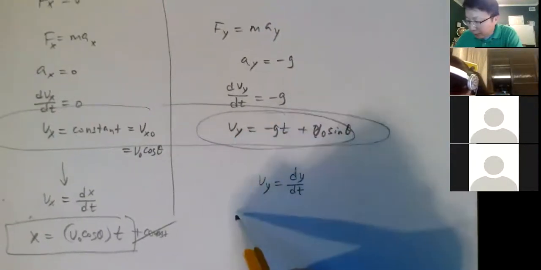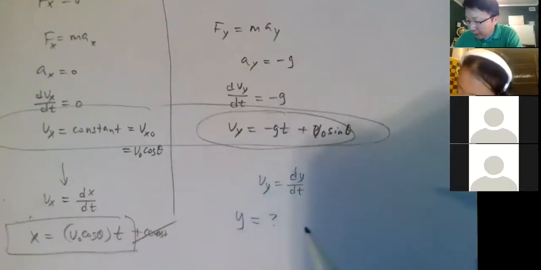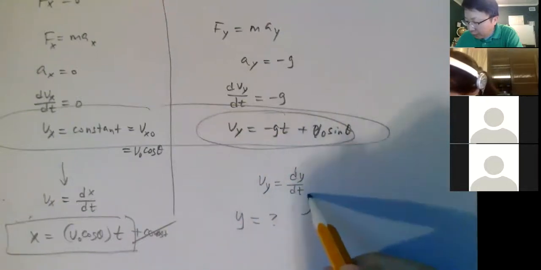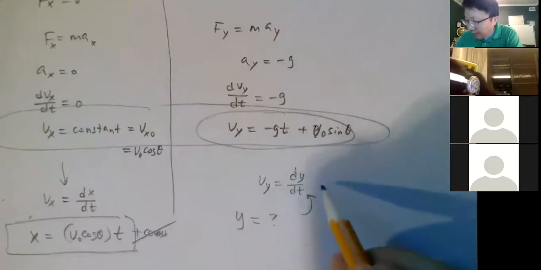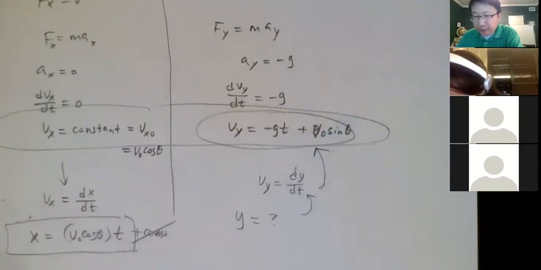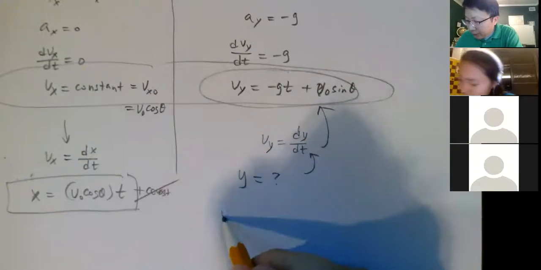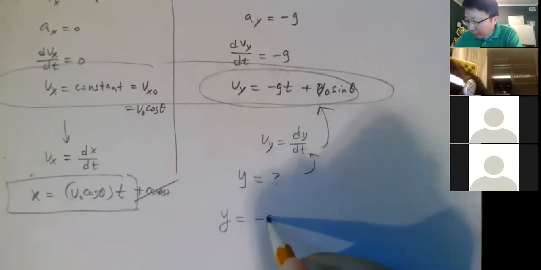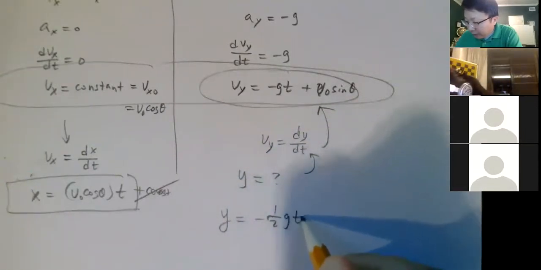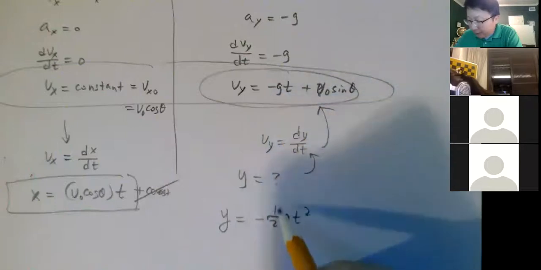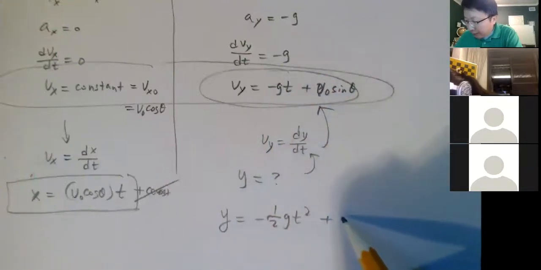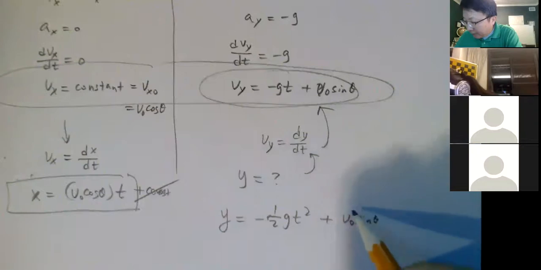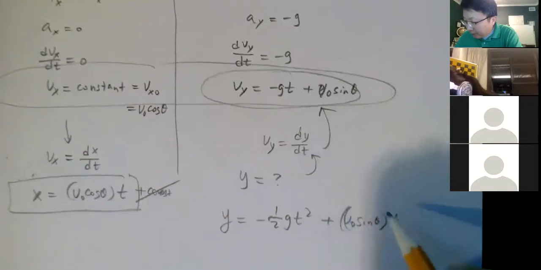And then from here, you look at the y. So what is the y function whose derivative becomes this? Oh yeah, that's also simple. That is v0 sine theta times t minus 1/2 g t squared. This time, this term's derivative becomes this term, and this term's derivative becomes this term.